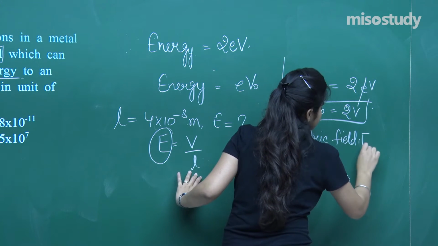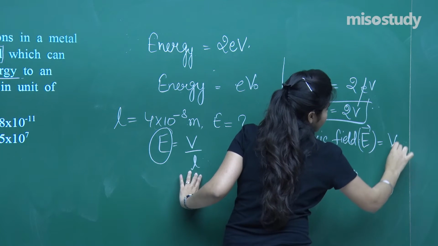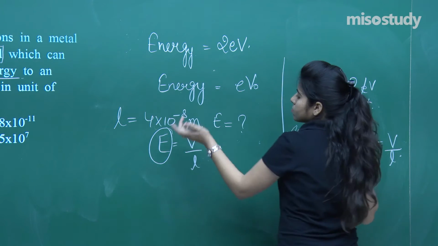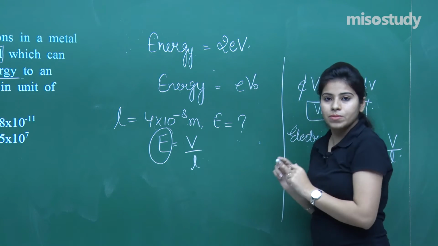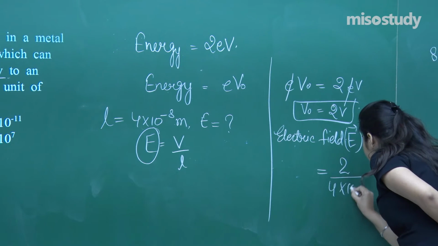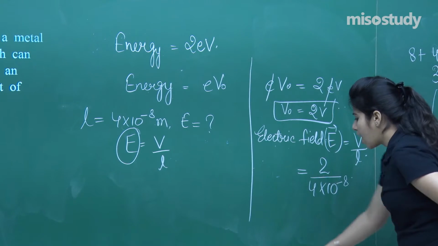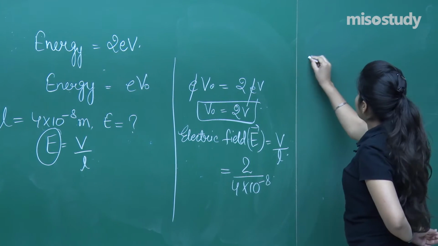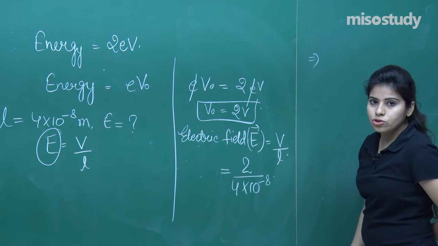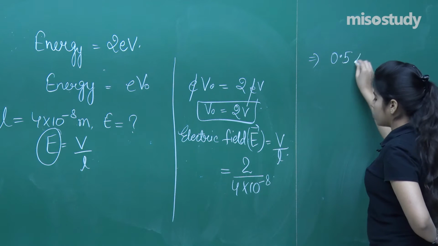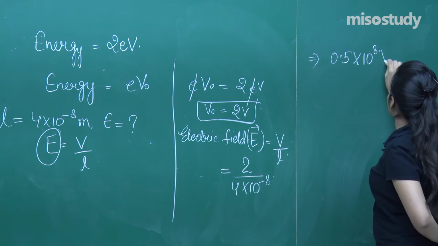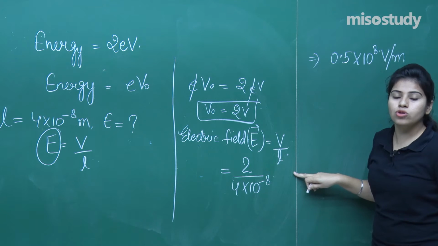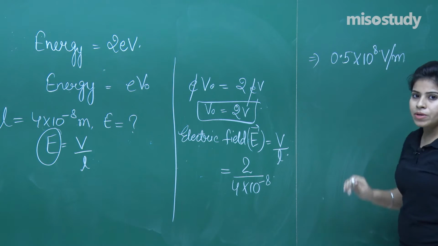Now to find the electric field, E equals V upon L. Now your V is 2, your L is 4 into 10 raised to the power minus 8 meter. So you can just put this value. 2 by 4 is 1 by 2, that means 0.5 into 10 raised to the power 8 volt per meter. V is volt, length is in meter, so you will have your unit in volt per meter.